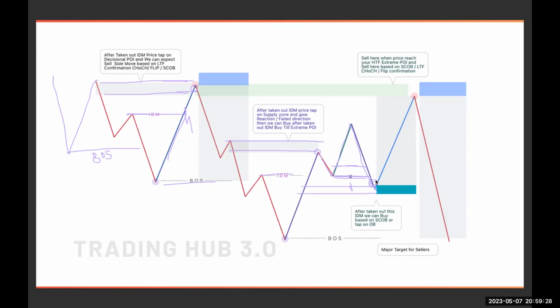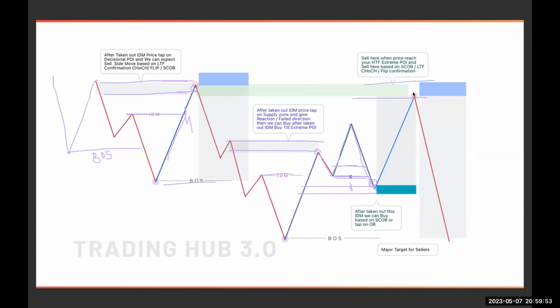When price taps on your higher time frame PY, meaning order block, then you need lower time frame chalk and flip. When the market sweeps the main high low, sweeps the inducement, and you are looking for a buy or sell based on single candle order block, in that case, you don't need to wait for inducement in a lower time frame. Correct? Tap here and you can buy here till extreme order block mitigation.